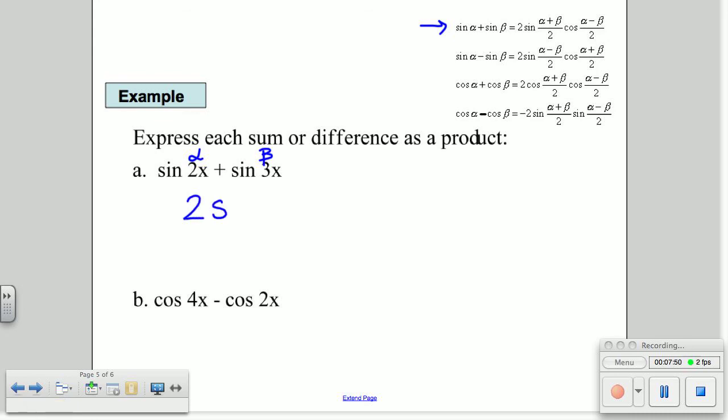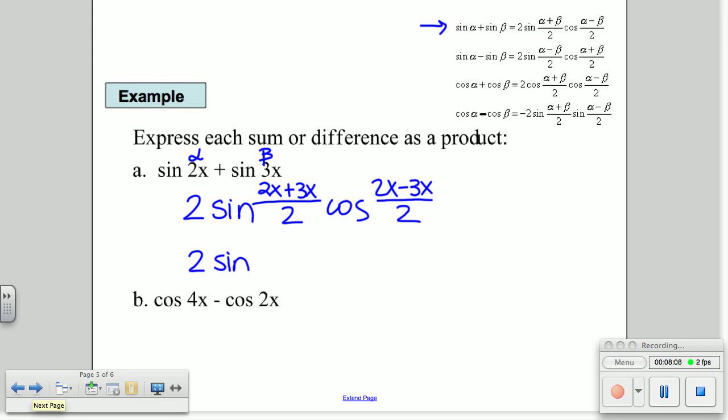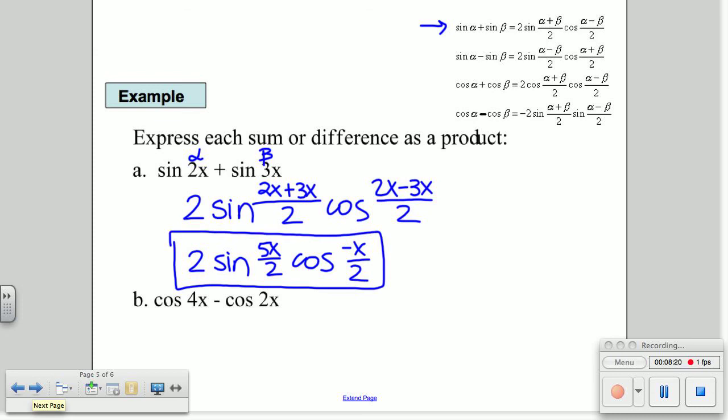So if I plug those in, I'm going to get 2 times the sine of alpha plus beta, 2x plus 3x divided by 2, times the cosine of alpha minus beta divided by 2. Only a little bit here I can simplify. 2x plus 3x is 5x, so we'll just leave it like that, and negative x over 2. Now again, there's nothing to answer here, there's nothing to solve, there's no exact value to find because I don't know my angle, I don't know how much x is.